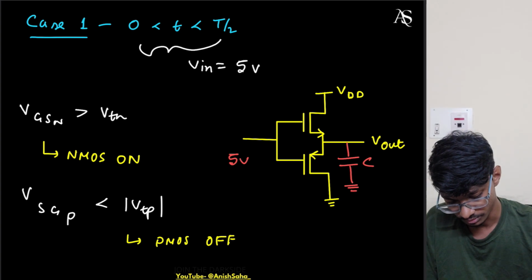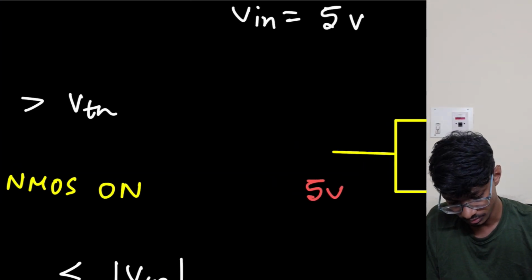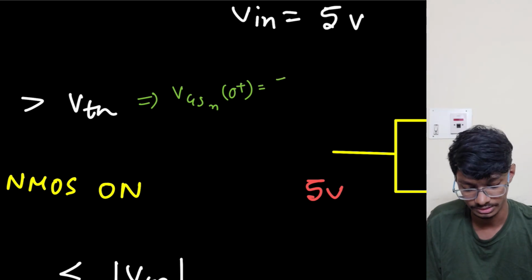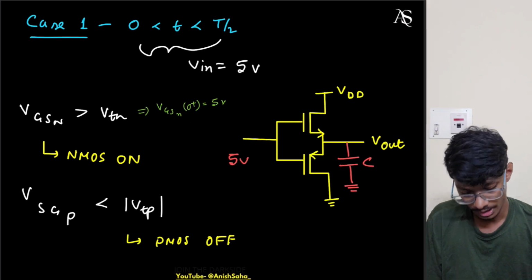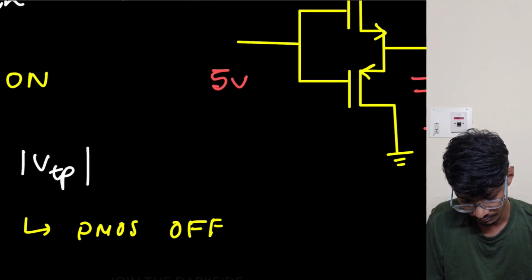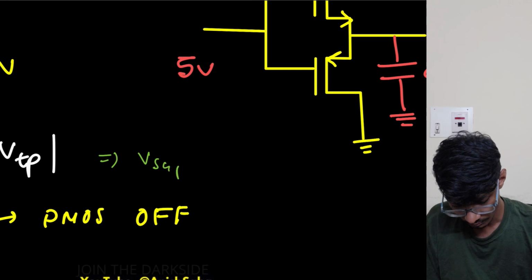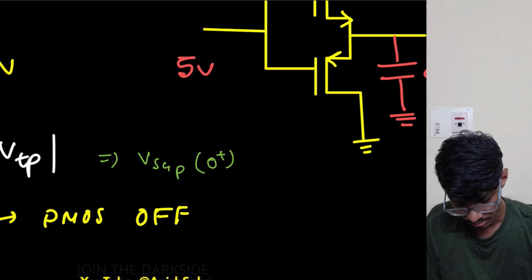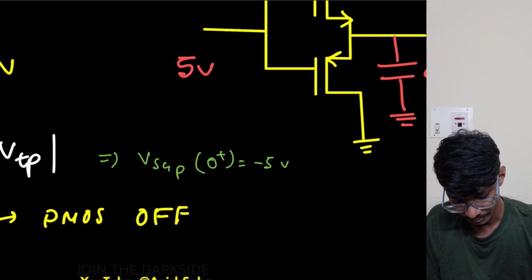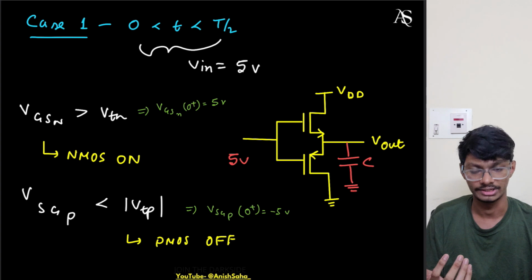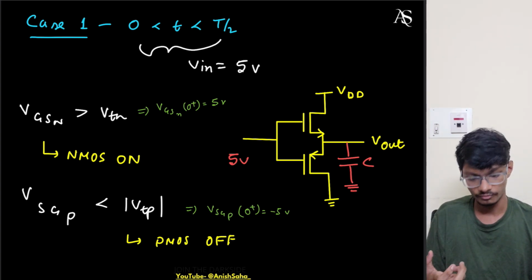So I can also write that here. Basically, let me zoom in a bit. VGSN at 0 plus, what is the value of VGSN? It is 5 volts only. And what is the VSGP at 0 plus? It is minus 5 volts, because this point is 0 volts and this one is 5. So VSGP is minus 5 volts. So yeah, PMOS, you can see it is off and NMOS is on.